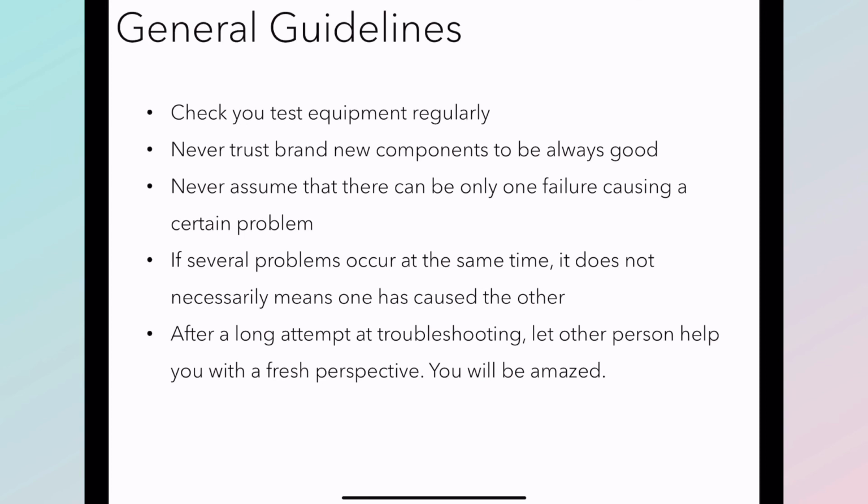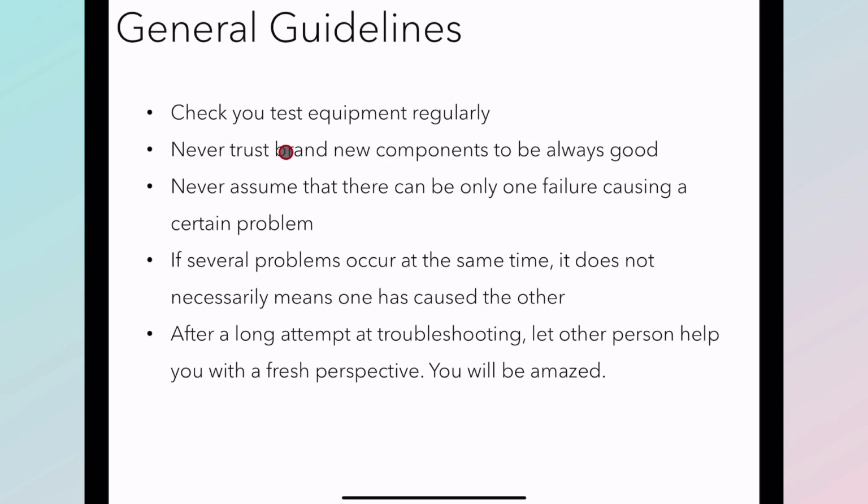Okay, and at the end there are some general guidelines for troubleshooting electronic components. First, check your test equipment regularly, which you will need to test the equipment and the components. You must keep it nice and tidy and in working condition. Then, never trust brand new components to be always good. While you are replacing old ones with new ones, and you think the new ones are fine, but they are not working fine, don't overlook them while looking for other components you think have gone bad, because the new components may also be faulty.